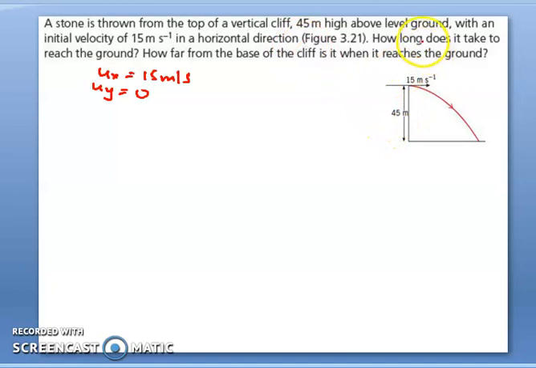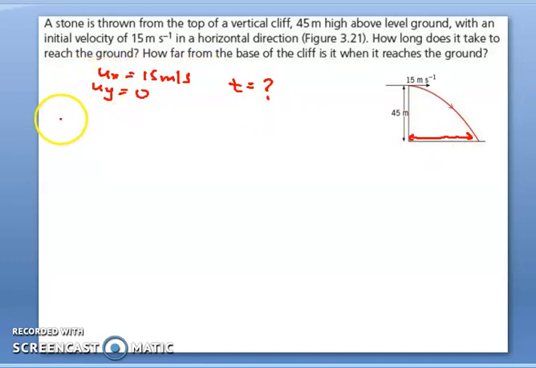Now the question is, how long does it take to reach the ground? That means time. We are asking about the time, and how far from the base of the cliff, that means this distance. So these two distances, like the horizontal distance, they are asking. Okay, so first of all, we know the stone is thrown horizontally, so uy will be 0.